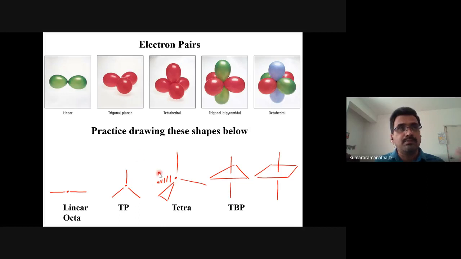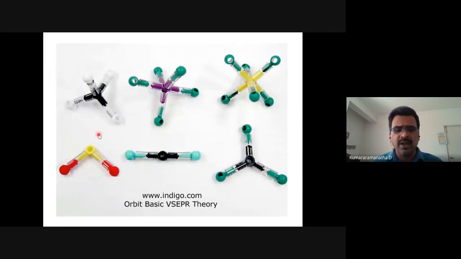I'm pretty sure the entire class is aware of how to draw them and with what overlaps they form. So let us not go into more detail, but you should be aware that there were some failures with this, which made MO theory more appropriate for upcoming chemistry or upcoming structures. If you go through some of these videos or websites, you may find several models by which you can understand the structures of linear, tetrahedral, and V-shaped molecules, and so on.